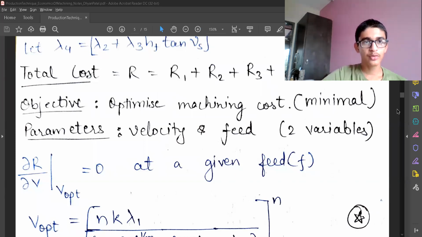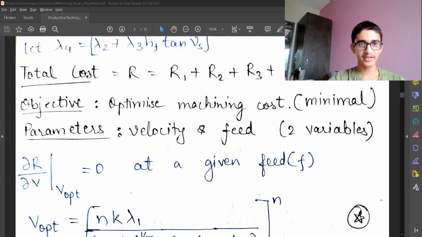So we know that there are two different kinds of optimization which we can do. The first was to maximize the tool life or minimize the cost of tool. And second was to maximize the performance or productivity. So here we'll start with the optimized machining cost or minimal machining cost. Optimize means minimum or maximum, but the cost should always be minimized. So we'll minimize the machining cost or tool cost.